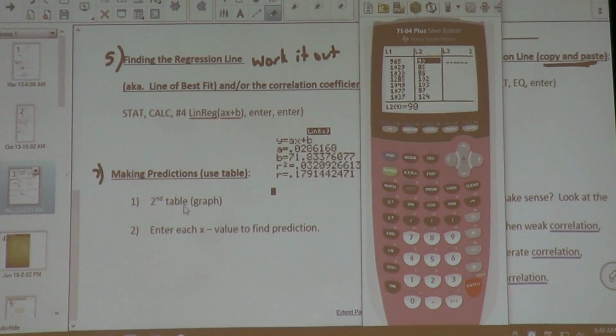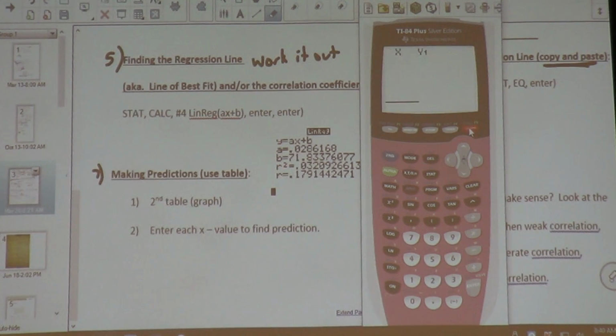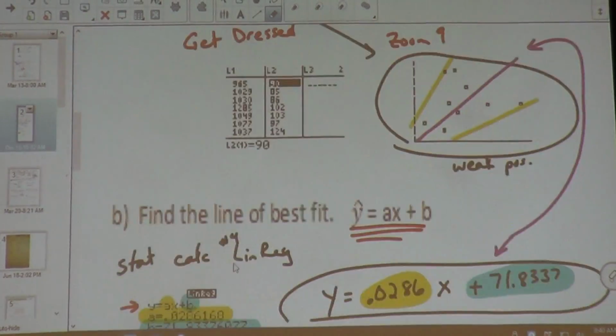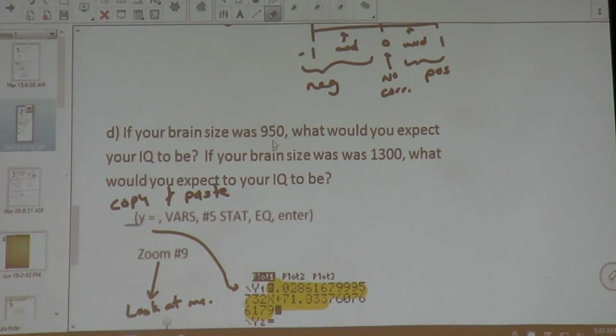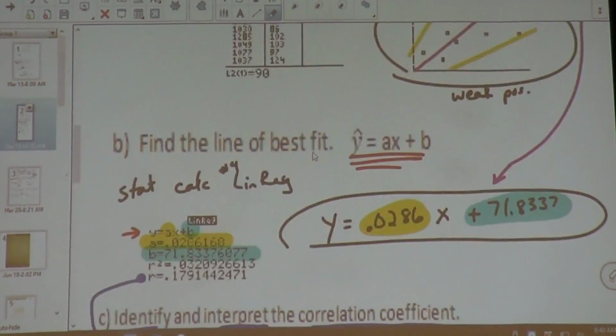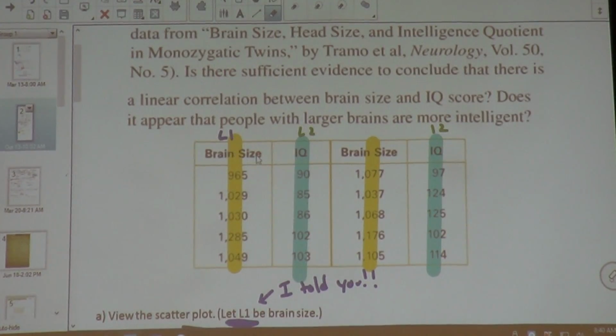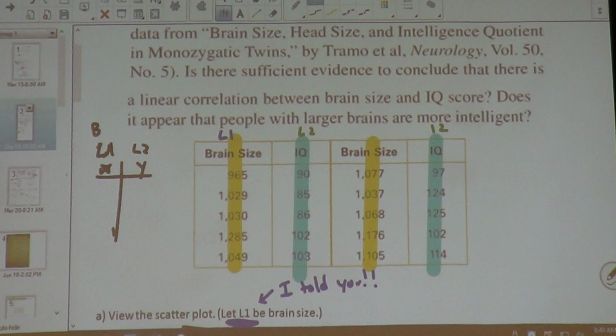So we go to second table, so second graph, second table, and we plug in the values that it wants us to use. So for this problem, it wants our brain size to be 950. Well, at the beginning of the problem, we let our brain size be the L1. And our L1 is the same thing as X. Our L2 is the same thing as Y. So our brain size is our L1 or our X. Our IQ is our L2 or our Y. So they're saying they want 950 to be our brain size.